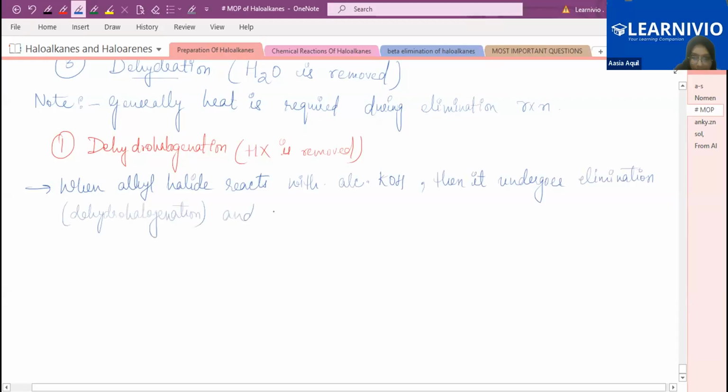Elimination reaction and forms corresponding unsaturated compound. So here alkene will be formed. Corresponding alkene. Yeah, so just remember when you remove the HX, so alkene का formation होता है. Similarly, write on the reaction.